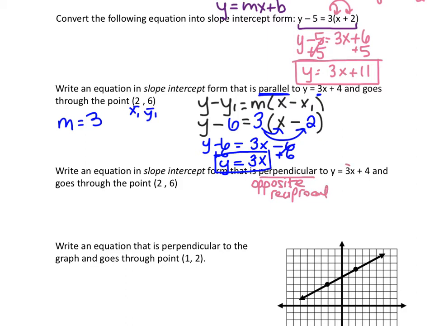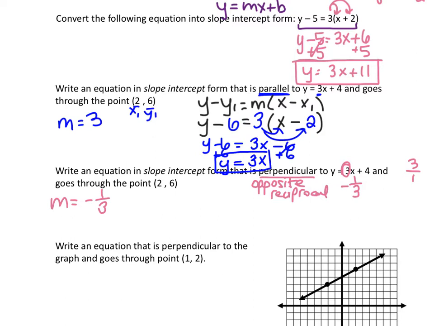Okay, so thinking about 3, what is the opposite reciprocal of 3? So remember, opposite reciprocal, you got the negative part right. It is negative, but we have to flip it. So 3 is technically 3 over 1, which means it would then become 1 over 3. Okay, so very close. Our slope of a perpendicular line would have to be negative 1/3. Okay?